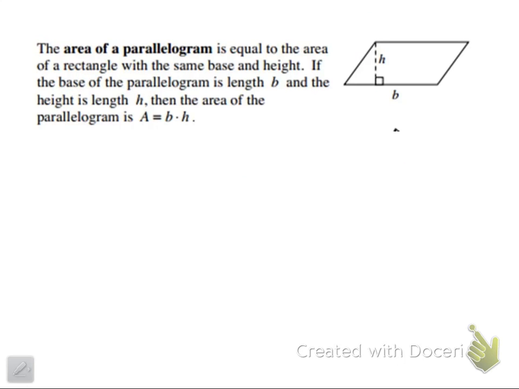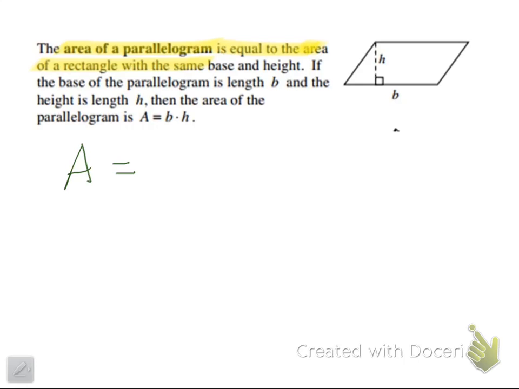Moving right along, the area of a parallelogram. So let's read through this one together because this is where it gets a little bit more confusing. The area of a parallelogram is equal, so area is equal to the area of a rectangle with the same base and height.